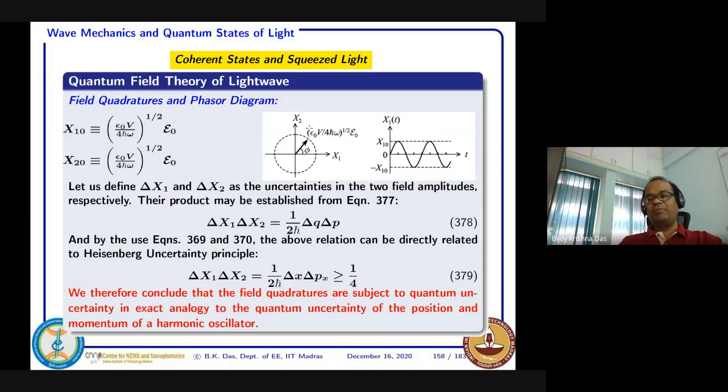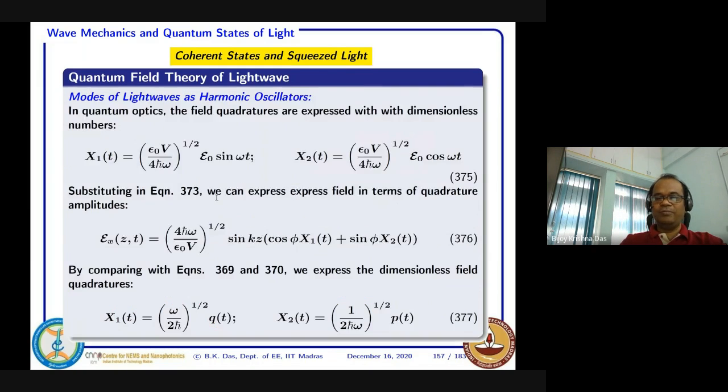Now we come back again. As I said, x1 and x2 are related to position and momentum, and we know position and momentum cannot be measured simultaneously. They follow an uncertainty principle. So we can expect some uncertainty in x1 and some uncertainty in the x2 quadrature. We express them as delta x1 and delta x2.